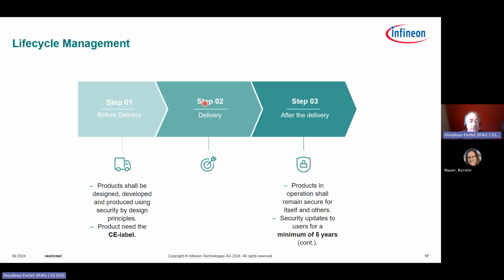For the life cycle management, in the future, you have at least 3 steps. Before delivery, the product shall be designed, developed, and produced using security by design principles, as explained before. And this product needs a CE label to get access to the European market. Then you have the delivery. And after the delivery, you have this topic of security updates to users for a minimum of 5 years. So this is another point.